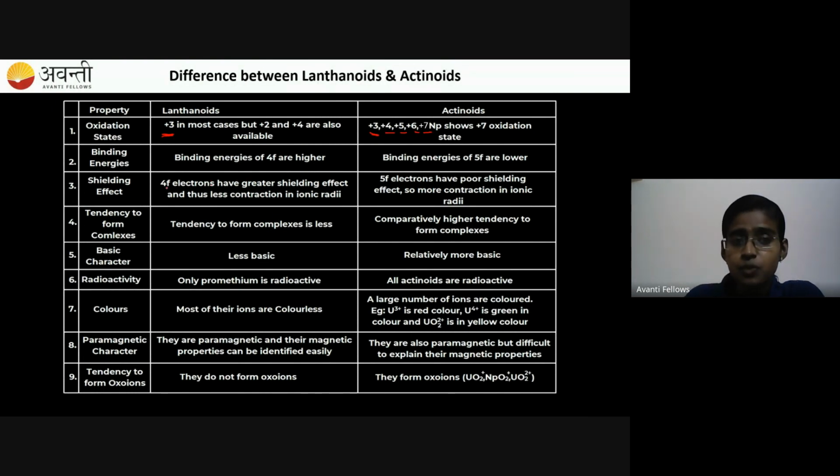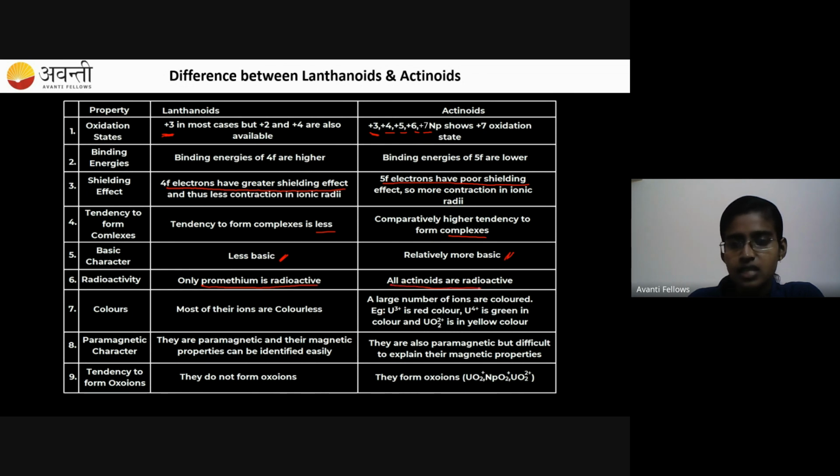4f electrons have greater shielding effect. This point is very important. 4f electrons have greater shielding effect and the 5f electrons have poor shielding effect. So the tendency to form complexes is very less for lanthanoids. Comparatively, actinoids have a high tendency to form complexes. Lanthanoids are less basic. Actinoids are more basic. Promethium is the only lanthanoid which is radioactive.